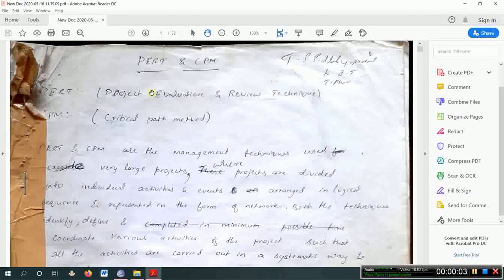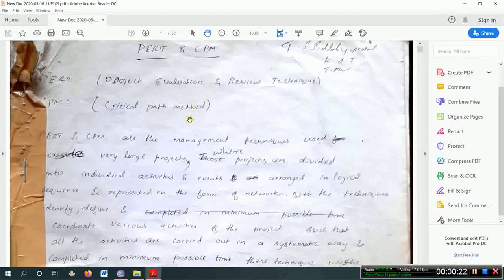So this chapter is PERT and CPM. PERT means Project Evaluation and Review Technique. CPM means Critical Path Method. Both of these are methods to find out the estimated time of a project.